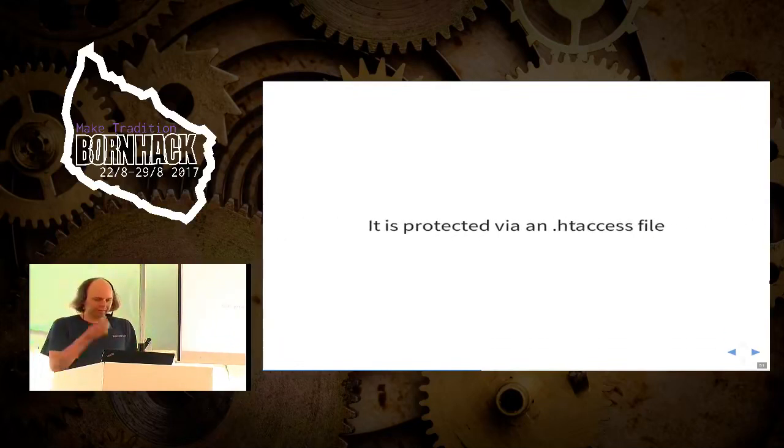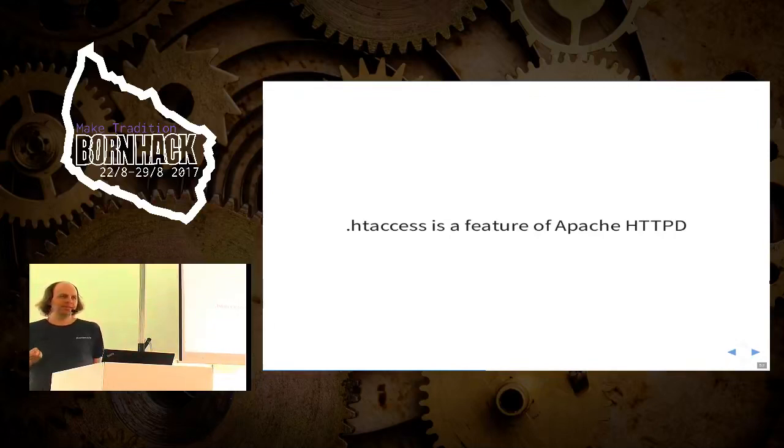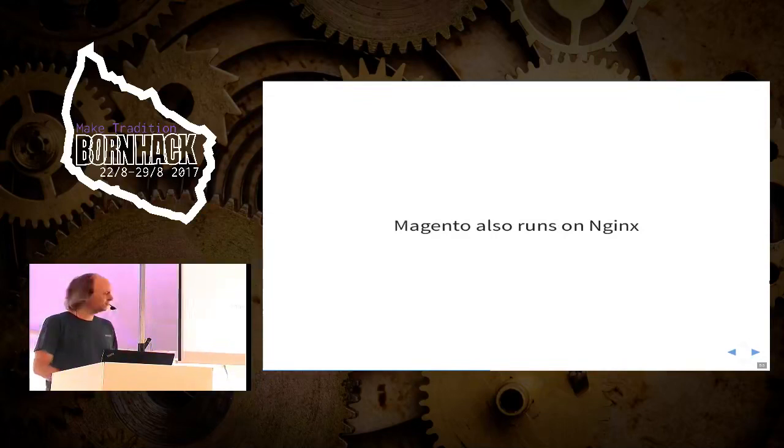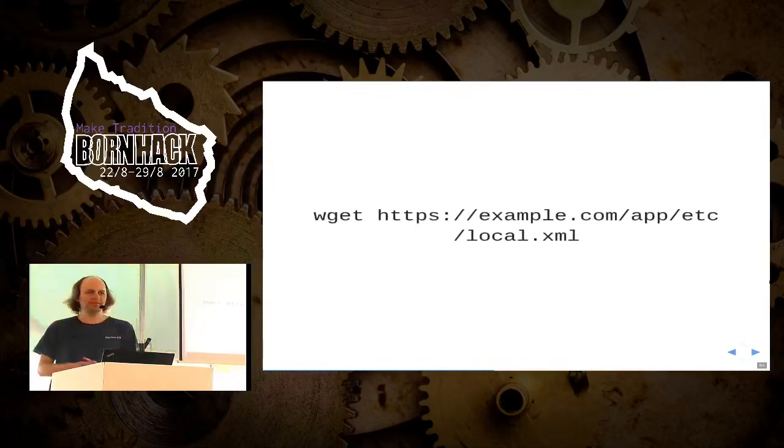So what do they do? They have an htaccess file, which prevents access to that configuration. Now, htaccess is a feature of Apache HTTPD. It's not a general web server feature. And Magento also runs on Nginx. So what happens if you run Magento on Nginx? Of course, you can download the configuration file, which contains the database credentials. I reported that. They told me that this has already been reported. Then I asked whether they'll fix it and when they'll fix it, and I didn't get an answer to that.